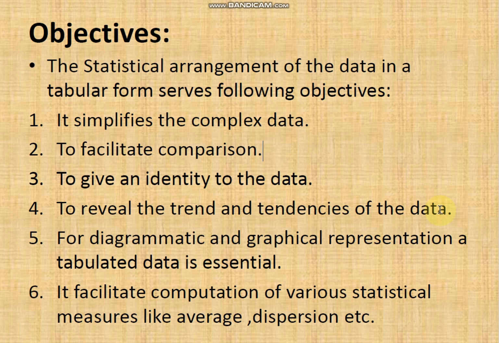For diagrammatic and graphical representation, tabular data is essential. So to draw a graph, you need data that is arranged in a proper manner, that is classified and categorized properly. So tables are a must and essential for drawing diagrams and graphs. It facilitates computation of various statistical measures like average, dispersion. So if there is a statistical table, then you can apply formulae pertaining to average and dispersion, which are descriptive statistics. These are some of the important objectives of tabulation.